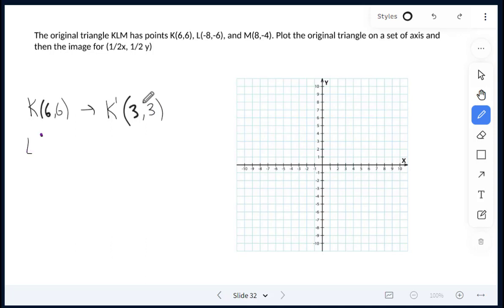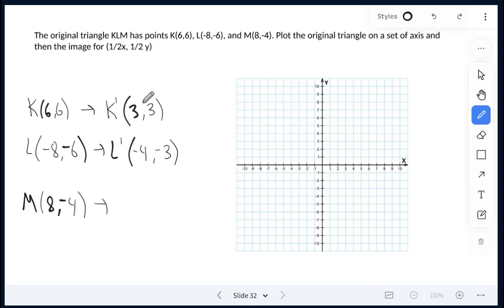For L, our original point is -8, -6. So when we half that, that's going to become half of -8 is -4, half of -6 is -3. And then our original point M is 8, -4. And we're just going to half that. So M prime is going to be 4, -2.